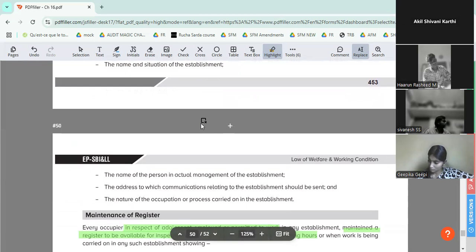So, section 9 talks about if you are employing adolescents, then it is your duty that within 30 days you have to send a notice to the inspector. What all you will say?